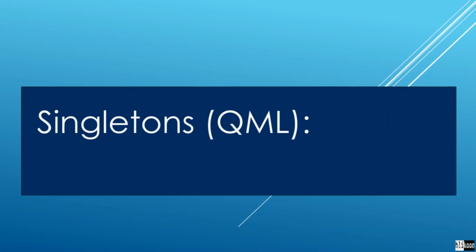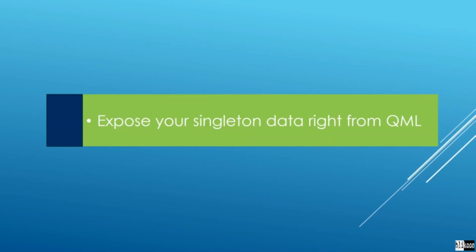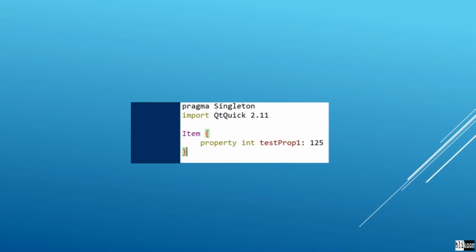In this lecture, we're going to see how you can expose singleton data completely from QML. This is going to be really easy. The only thing you have to do is to create a QML file and start it with pragma singleton like this. You're going to import whatever modules you need for your functionalities to work, and you're going to put in your properties like this. In this case, we are exposing an integer. It is called testprop1, and its value is going to be 125.